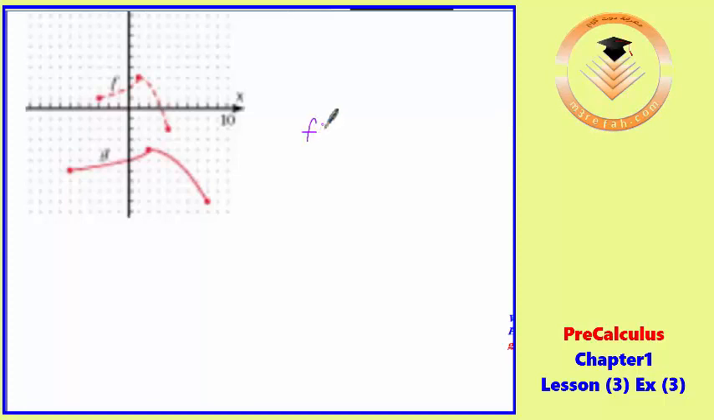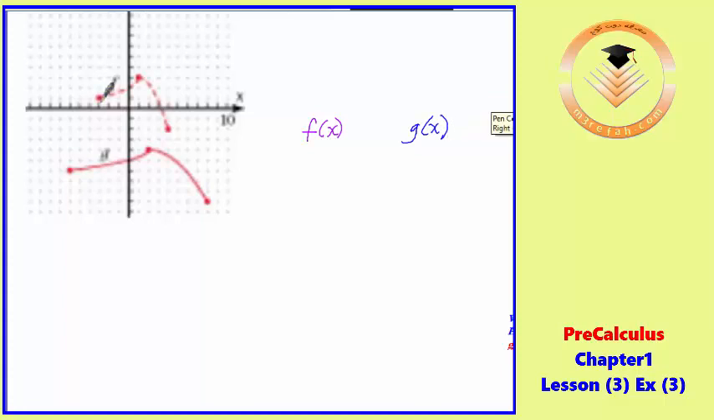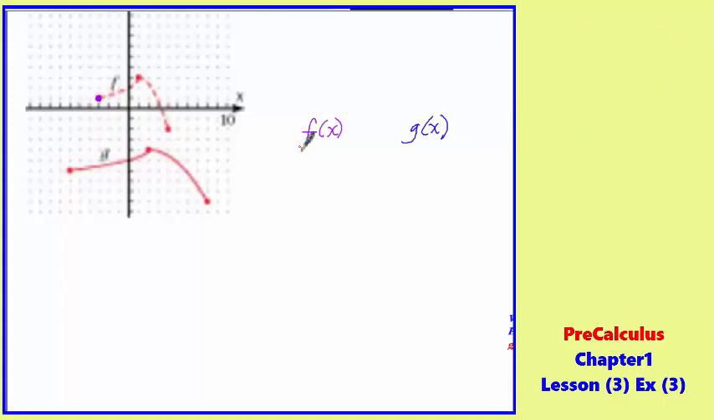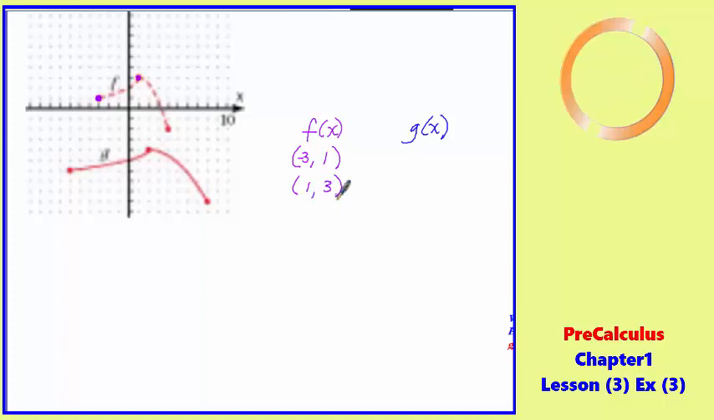So we have f of x, and we also have the g of x here. So let's investigate f of x first. This is our f of x. The first one still 3, 1. The second one still 1, 3, or negative 3, 1. The first pair, and then this is 1, 3, and then the third one is 4, negative 2. Now let's go to the g of x.